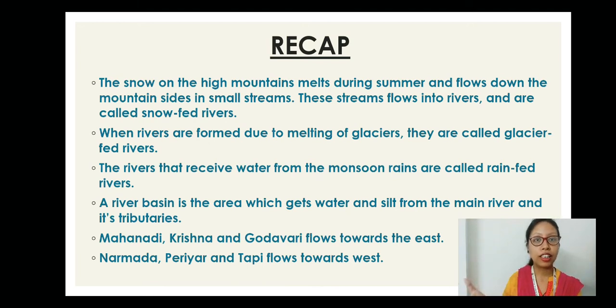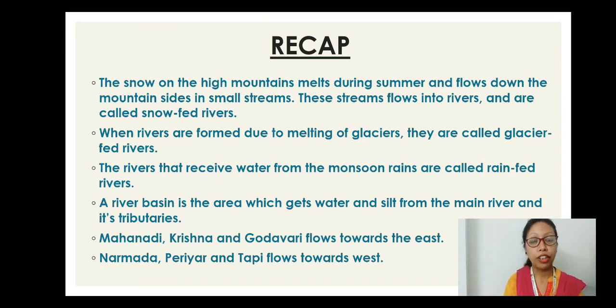So the water that comes from the melting of the snow and joins the river is called snow-fed rivers, and the water that comes from the melting of the glacier and joins the river, those are called glacier-fed rivers. Then we have the rivers that receive water from the monsoon rains, called rain-fed rivers. And there is another type of rivers. Those rivers are periodic. They don't flow the whole year. They only flow when the monsoon arrives. And these rivers are also called rain-fed rivers.